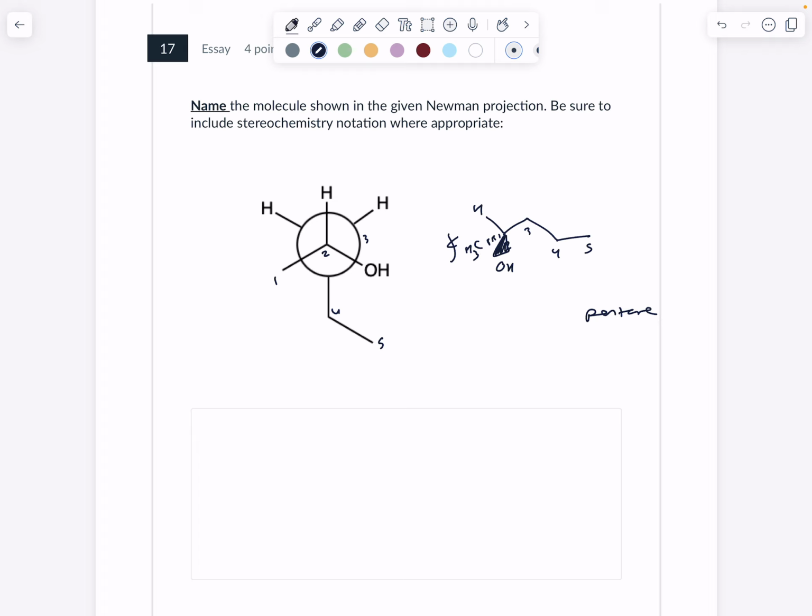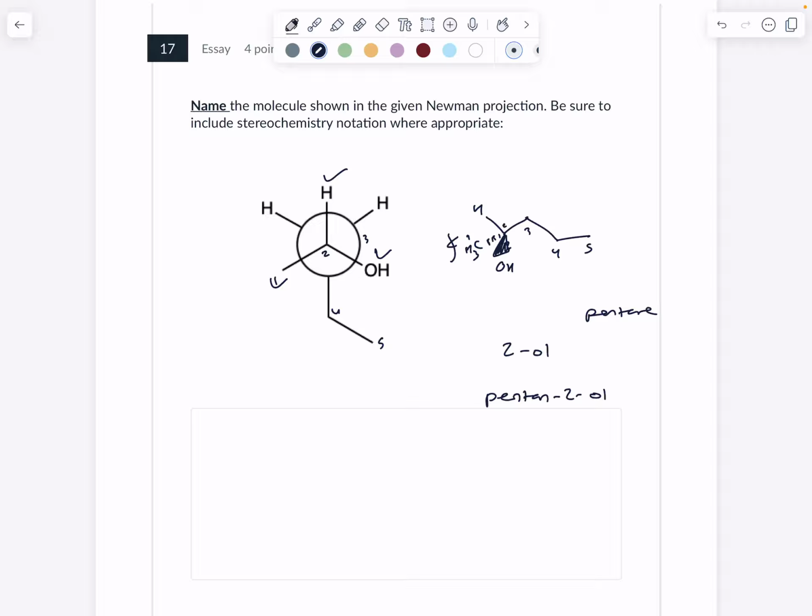So let me just make sure I got all my substituents right. We have 1, 2, 3, 4, 5 carbons. Check, check, check. We have a hydrogen, an alcohol, and a methyl on carbon 2, so that looks right. And then on carbon 3, we have 2 hydrogens and an ethyl, so that looks right. So I'm confident at this point that the parent chain is pentane, and we have a 2-ol, so the alcohol in position 2, pentane. So this would be pentan-2-ol. And then I need to assign R or S configuration.